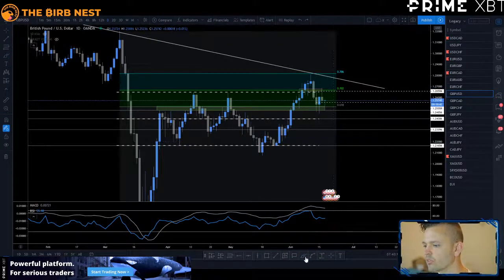But I'm now looking for a breakdown of this area confluent with the 0.618. I would like to short this area for a move down to range EQ and possibly range low. Because usually what you get when you sweep range high is a full range resolution down to range low. So that's what I'm watching on this one.